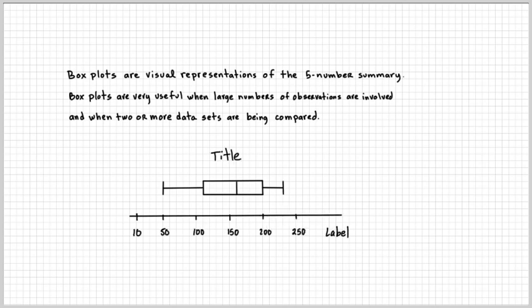It has a title and a label. Here we go. Title, label. And it has a number line. You can see it doesn't start at 0. It doesn't have to start at 0. In this case, it looks like the data started at 50, and it ended somewhere around 225 perhaps. It also has some type of label that represents the x-axis.